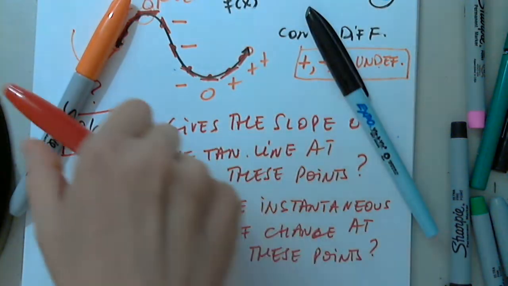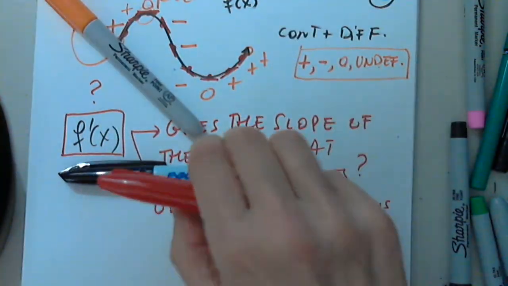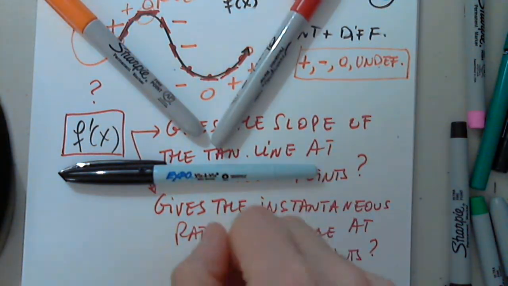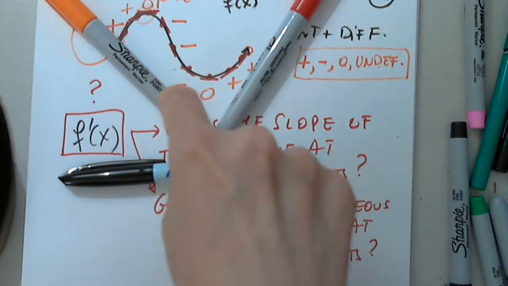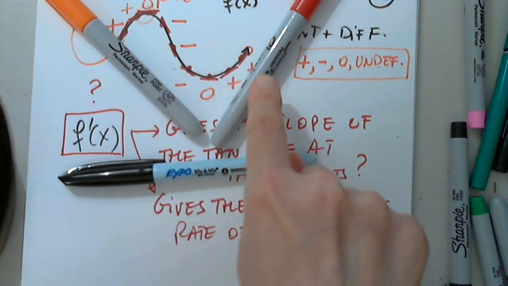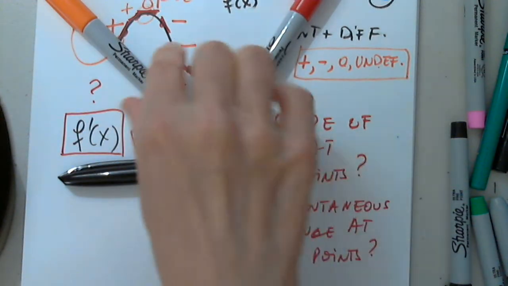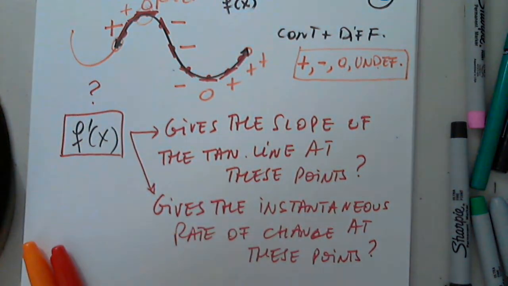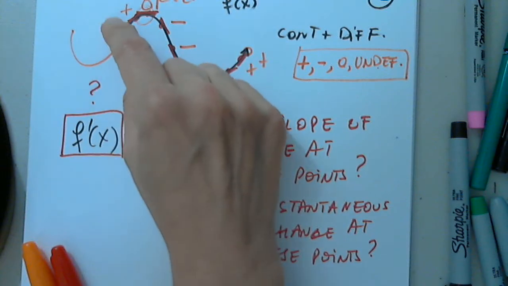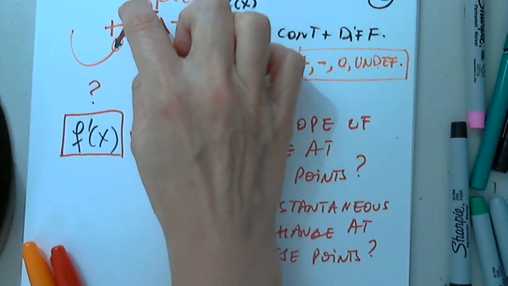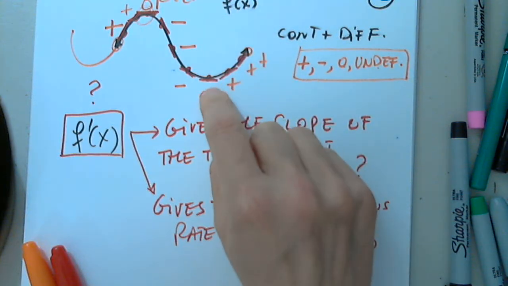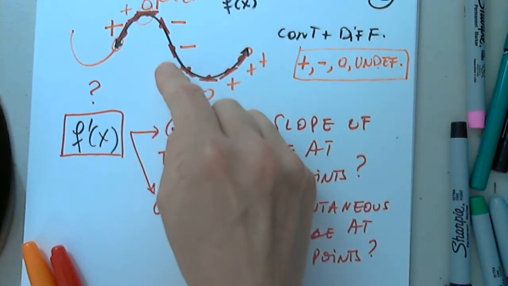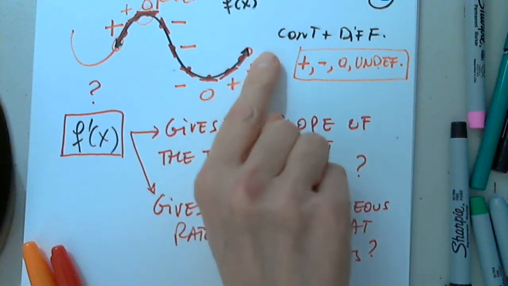But what about for a minimum? Negative slope, in other words, negative derivative, zero derivative, and positive derivative. So remember, positive derivative, zero derivative, negative derivative: relative max. A relative min: negative derivative, zero derivative, positive derivative.